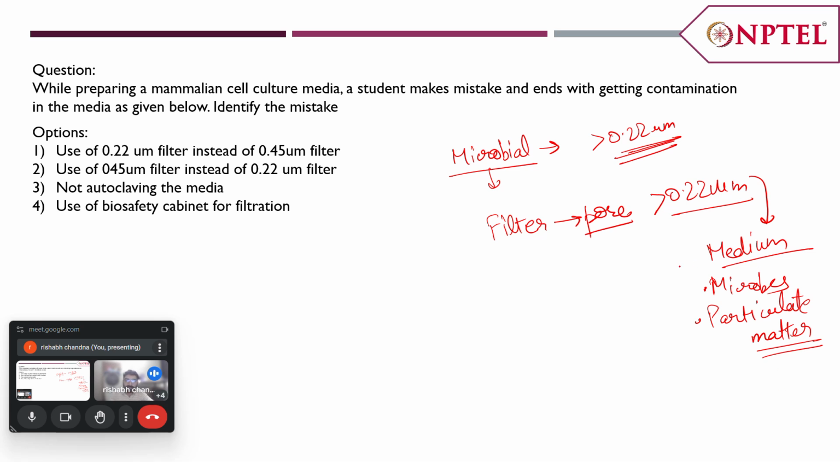Okay, so that is why we generally use a filter that has a pore size of 0.22 micrometer, and that will be able to prevent any of these microbes or particulate matter from entering into the media. So only the media components, be it FBS, bicarbonate, or any other growth factor that is present in the media, stay in the medium itself. Okay, so the correct answer is option number two.